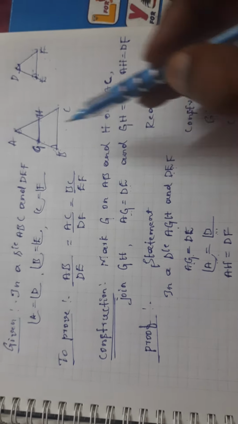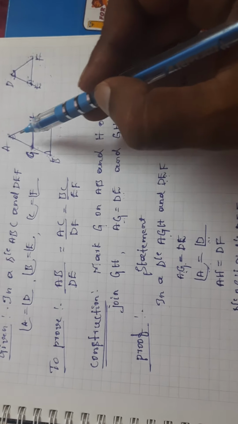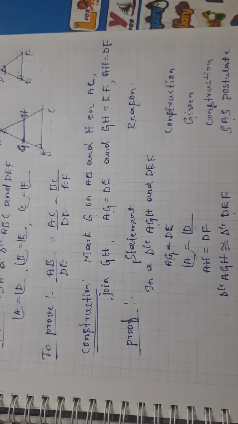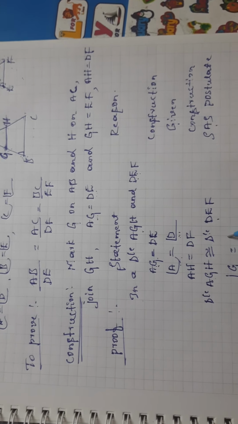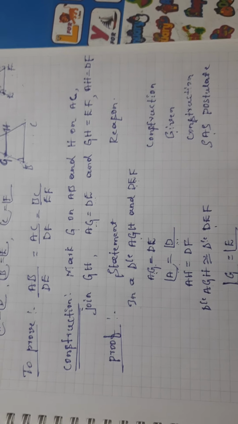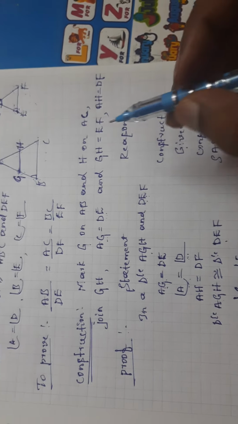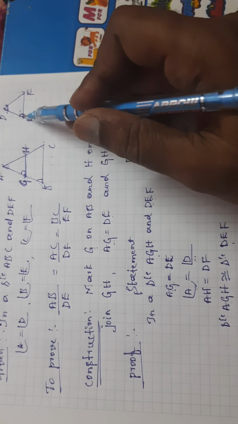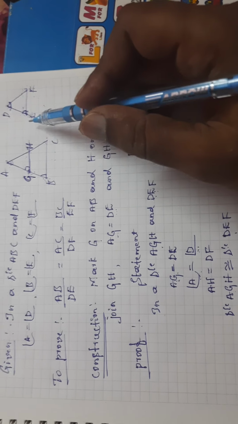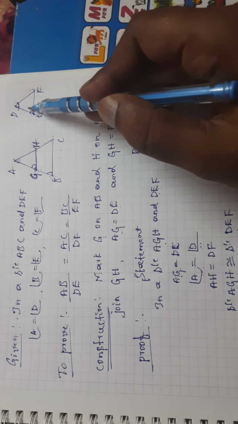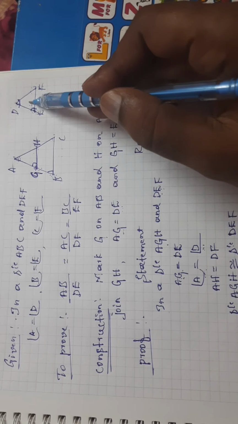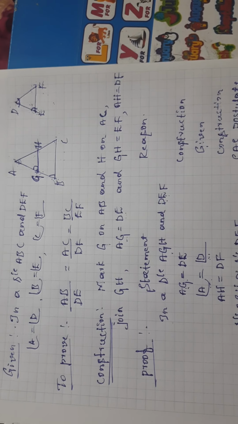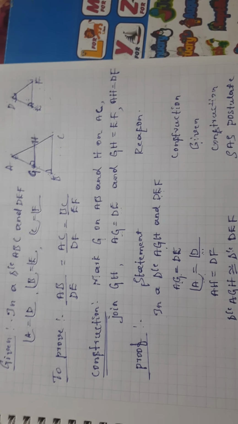What do you mean by congruent? All the sides and all the angles are equal. That means, can I write angle G is equal to angle E? Because these two triangles are congruent, all the sides and all the angles are equal, therefore angle G is equal to angle E.